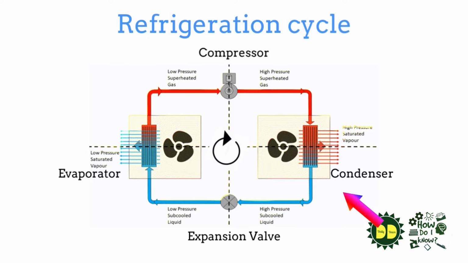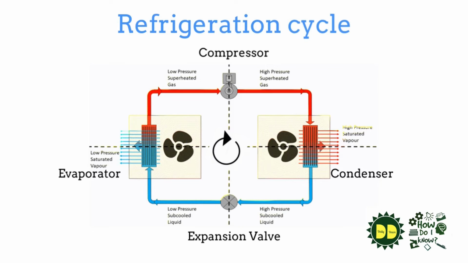The condenser is the heat rejector. Most of the time the condenser is exposed to the atmosphere. As the refrigerant enters the condenser, its temperature is higher than the atmospheric temperature, so the condenser rejects the heat from the refrigerant to the atmosphere. Due to the rejection of heat, the refrigerant condenses and becomes liquid. So the refrigerant leaves the condenser as high-pressure, low-temperature liquid.